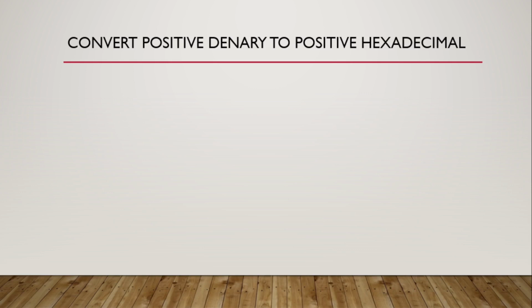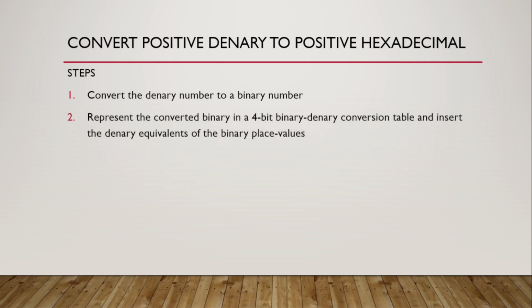At this segment, we shall convert denary to positive hexadecimal. Again, I will start with some steps. And the first step is to convert the denary number to a binary number. And we represent the converted binary in a 4-bit binary denary conversion table. Recall that a hexadecimal digit is equivalent to 4 bits.